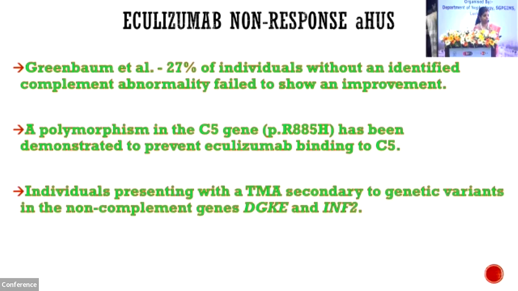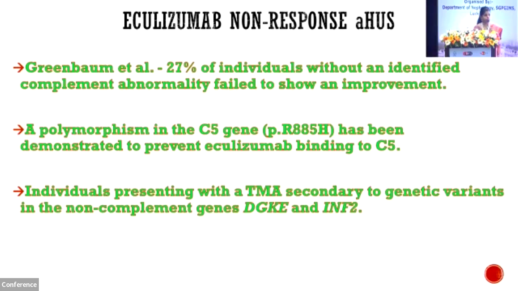With experience in using eculizumab, it is also shown that some patients can have non-response to eculizumab, just because they have a complement-related underlying abnormality. And you should also understand that in most of the studies that have been done using eculizumab, patients did not have an underlying genetic abnormality. Just because you don't have an underlying genetic abnormality does not rule out a complement-mediated HUS. Now, 27% of individuals without an identified complement abnormality failed to show an improvement.